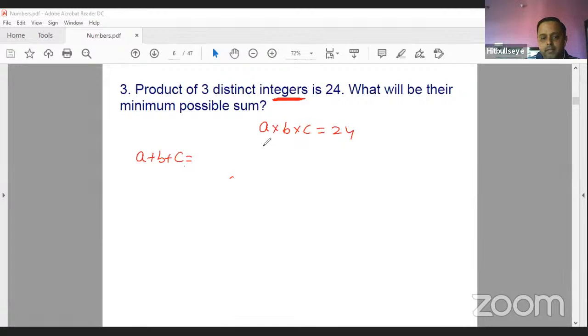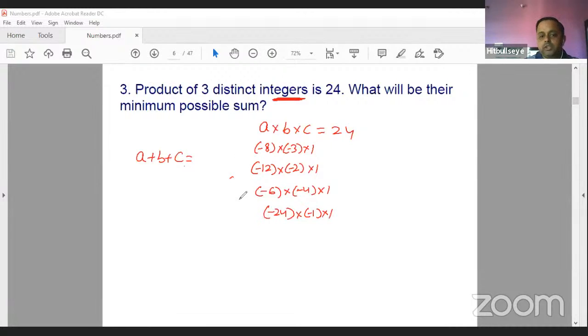So a possibility is that you are taking A to be say -8, B as -3, C as 1. This is one of the possibilities. Or it could be -12 into -2 into 1. This could be the second possibility. Or it could also be -6 into -4 into 1. You can take at most two integers as negative ones. Or it could also be -24 into -1 and 1.